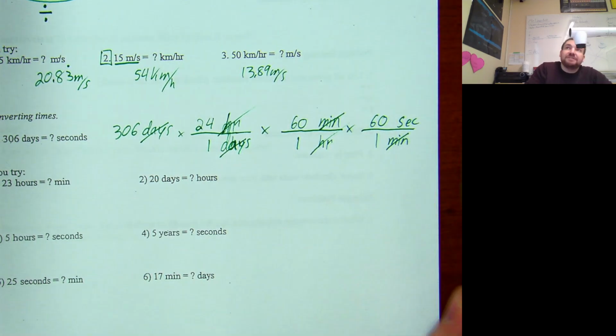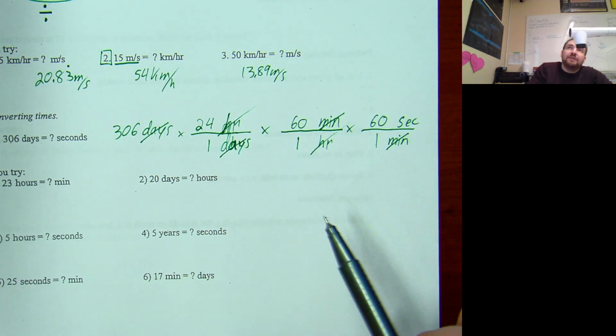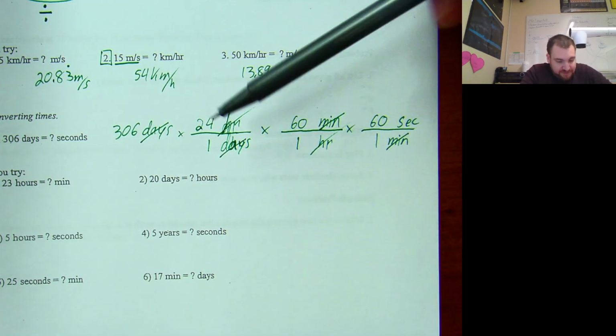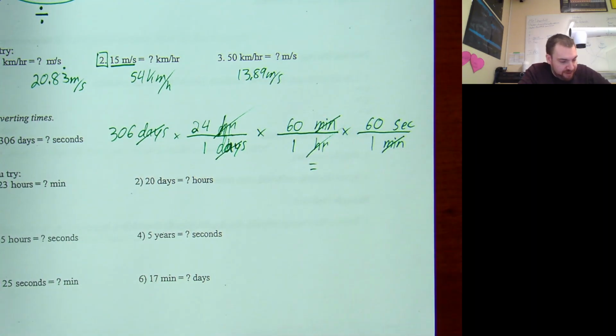I multiply across the top. I divide by what's on the bottom, but I don't have anything other than 1. So it's going to be 306 times 24 times 60 times 60. How many seconds are there in 306 days?